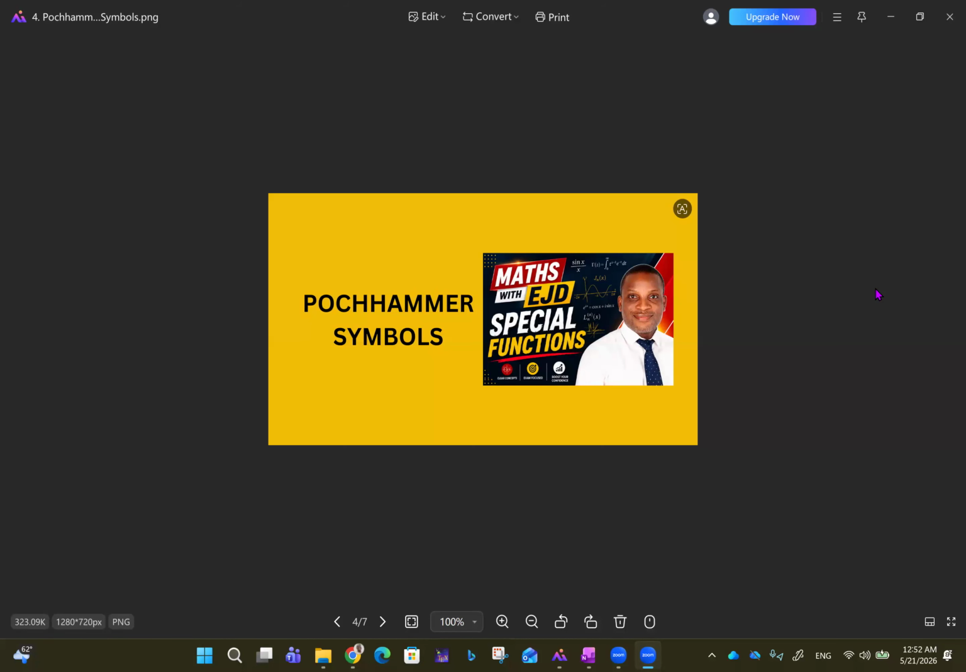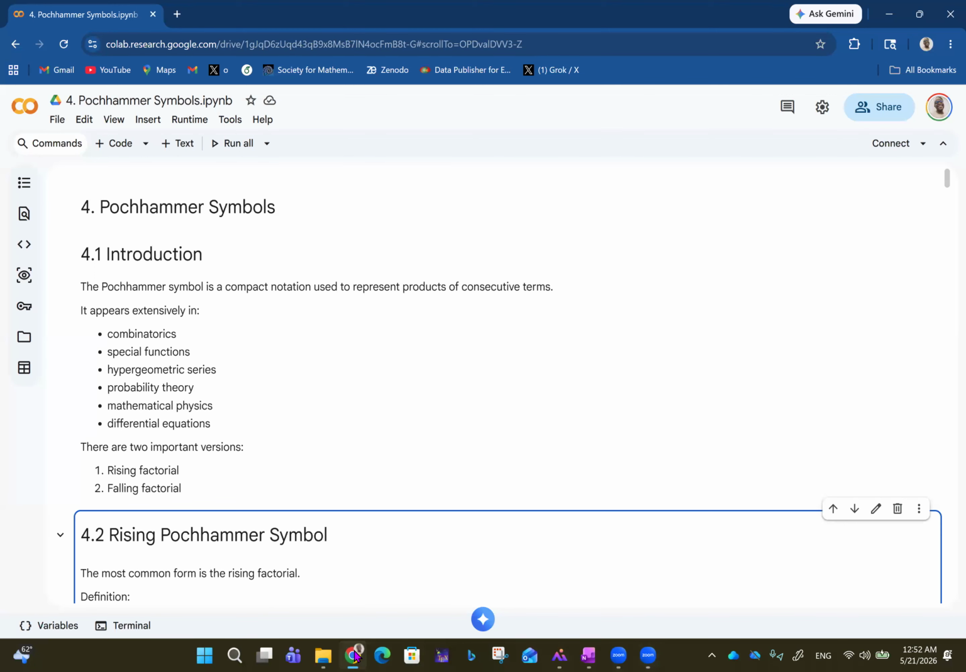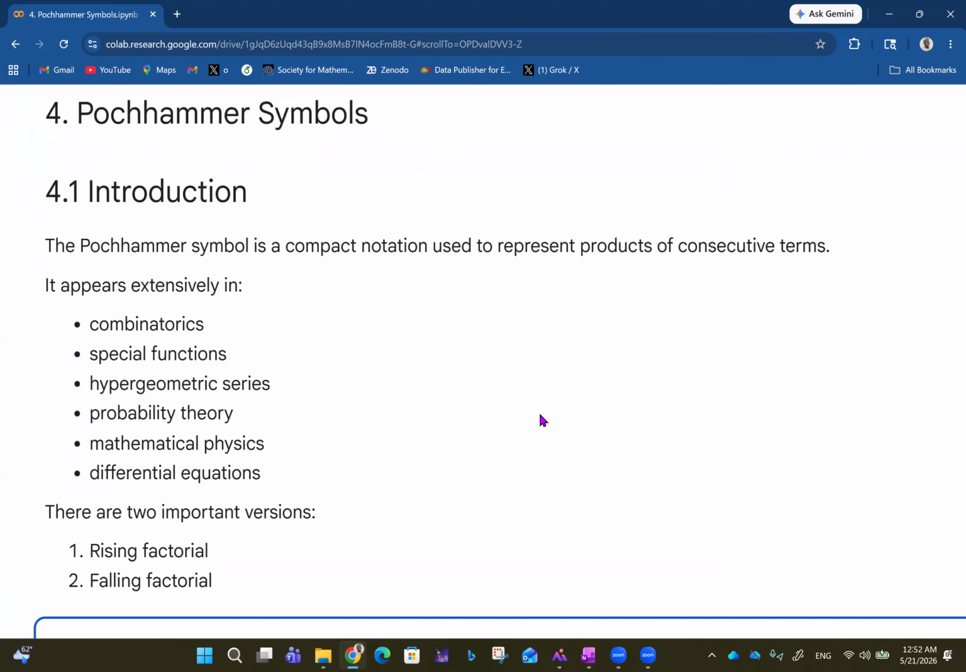Now we talk about Pochhammer symbols as we continue with special functions. This may be new to so many people, but by the time this class is over, you'll be very familiar with the whole idea of Pochhammer symbols. Introduction: the Pochhammer symbol is a compact notation used to represent products of consecutive terms.